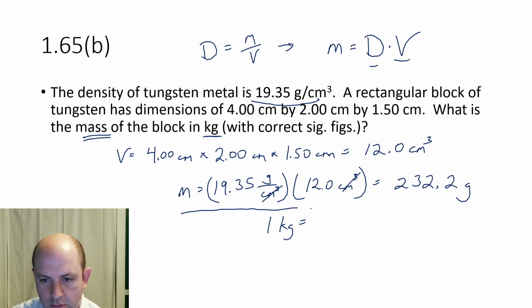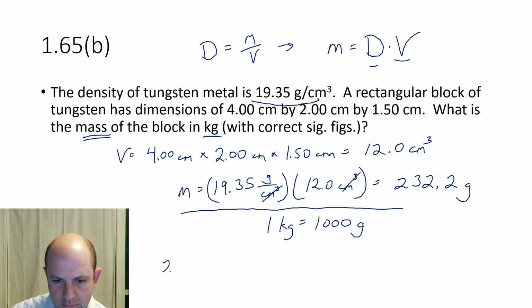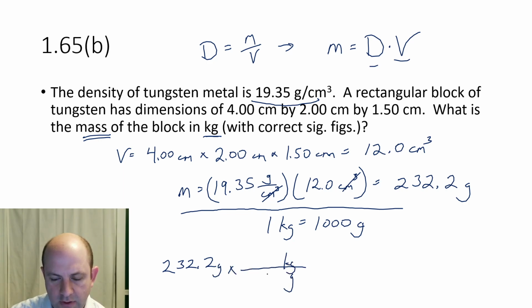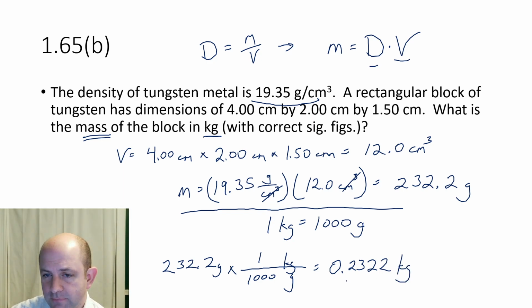We'll just put a line here. 1,000 grams. So we say, okay, 232.2 grams. Grams on the bottom, kilograms on top. 1 kilogram is 1,000 grams. So this will be 0.2322 kilograms. That's 4 sig figs. We were given 4 sig figs here by the density.